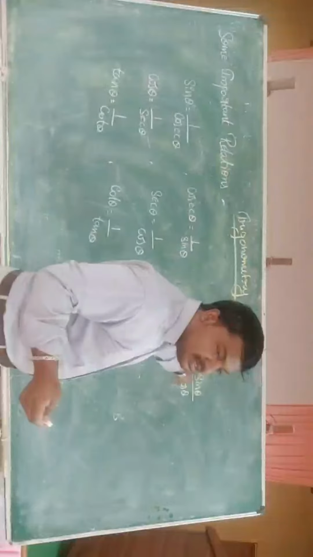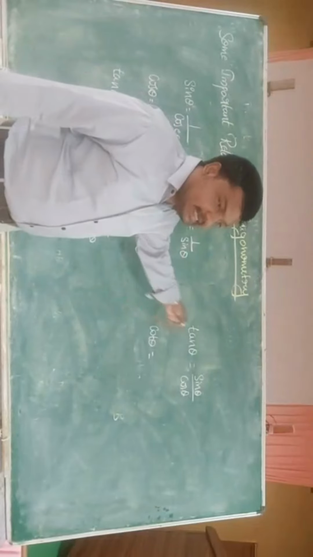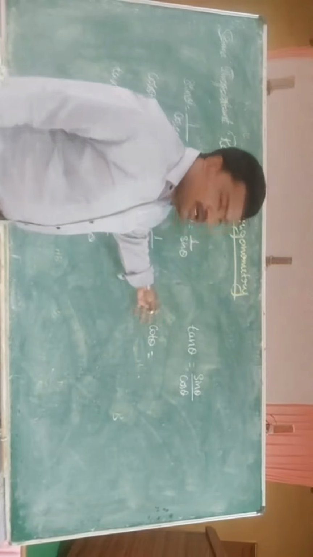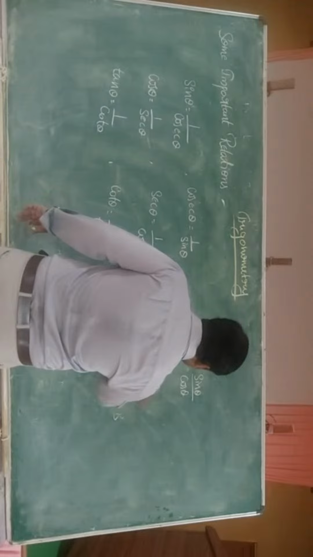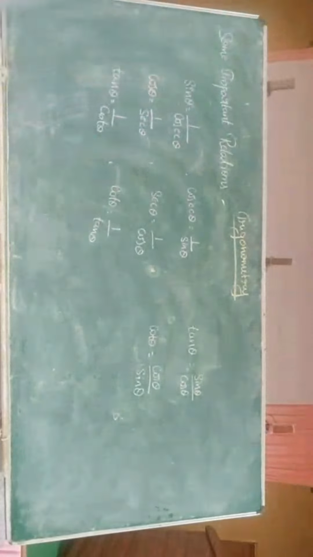So similarly, cot theta we can also express. Already we know cot is the reciprocal of tan. Tan theta is sin theta upon cos theta, so cot theta is cos theta upon sin theta. Note down these important relations.